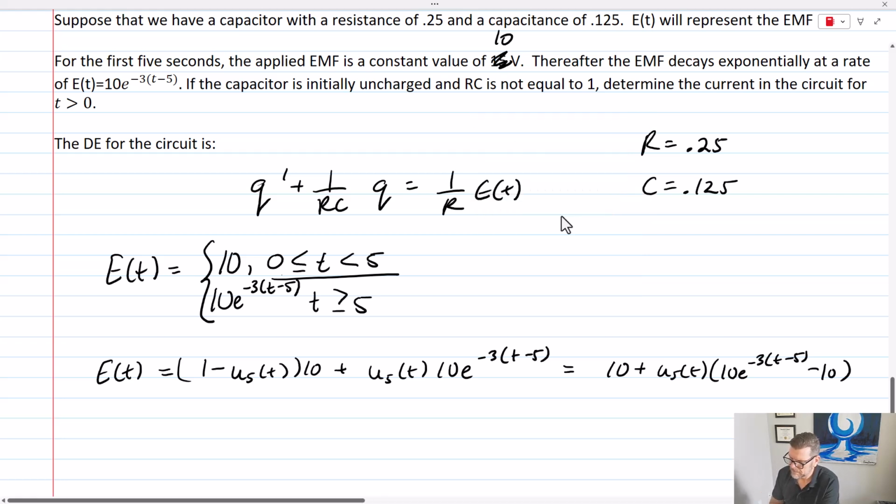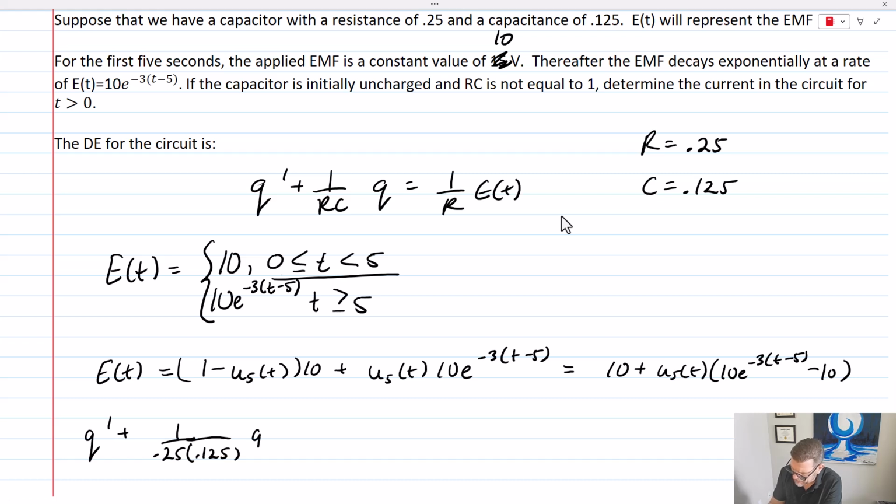Now when I plug in R and C, I'm going to get q prime plus 1 over 0.25 times 0.125 times Q equals 1 over 0.25, and then this, 10 plus u5 of t, 10e to the negative 3 times t minus 5 minus 10.